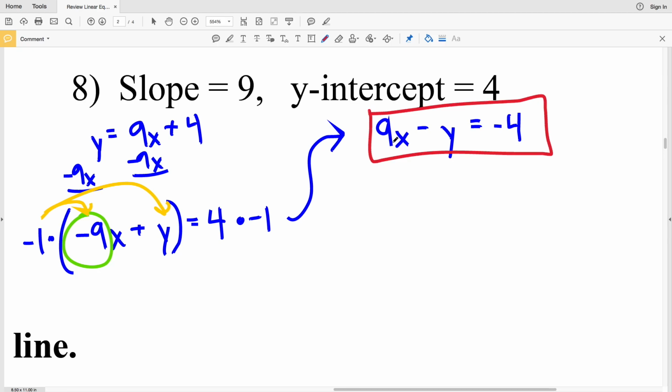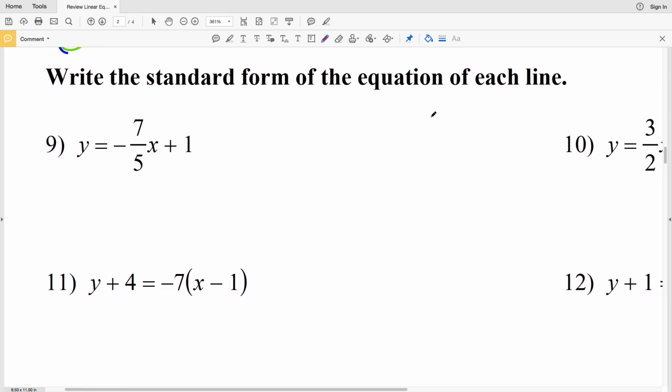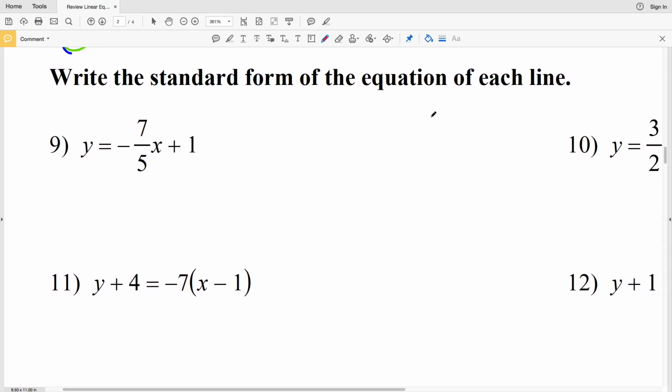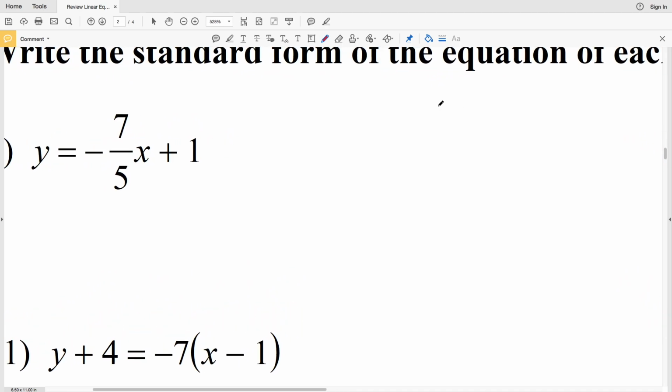My a is 9, my b is -1, and my c is -4. A, b, and c are all integers, a is non-negative, and a and b are not equal to 0. For numbers 9 through 14, we have to write the standard form of the equation of each line. So remember, standard form, ax plus by equals c.